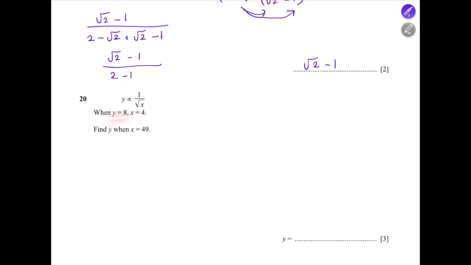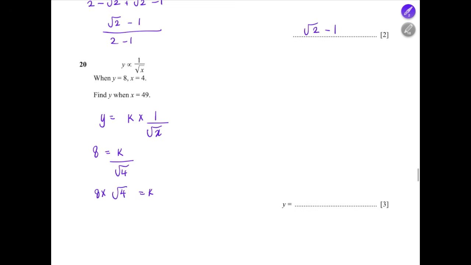Now y is directly proportional to 1 over square root x. When y is 8, x is 4. So you can write this as y equals k multiplied by 1 over square root x. So y is 8 equals k divided by square root 4. And then you will get 8 multiplied by square root 4 equals k. So that is going to be 8 times 2 because square root 4 is 2. 8 times 2 equals 16. That's the value for k.